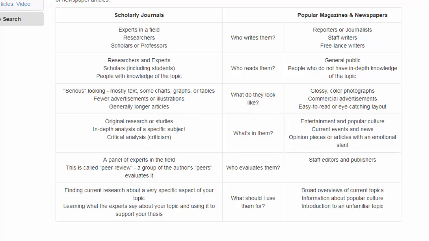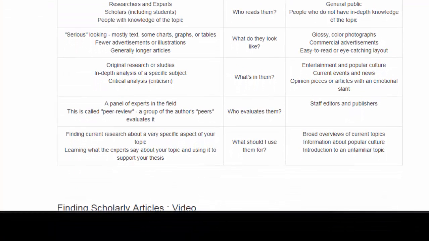Why would you need a scholarly article if you're not yet an expert in a specific field? Using scholarly articles helps you narrow down your specific research topic, and it helps you to gain insight on what experts are currently saying about this topic. These articles may help you inform your thesis.